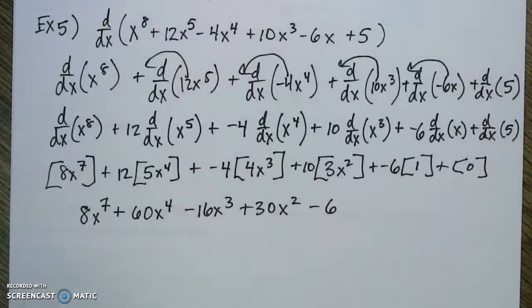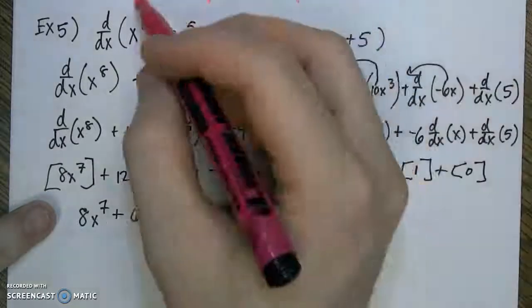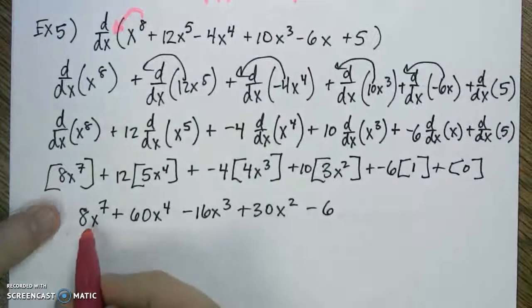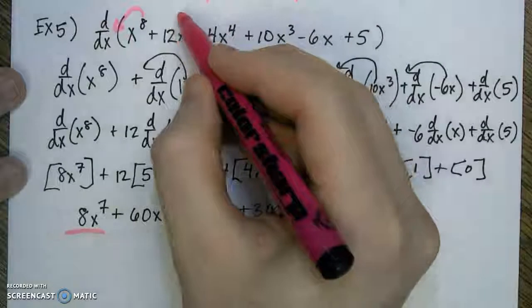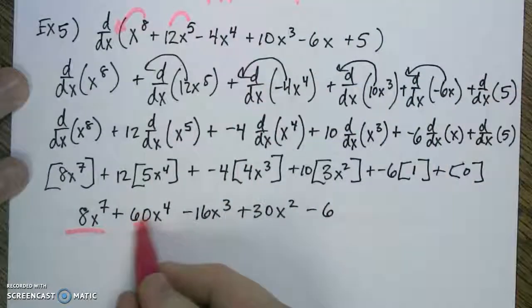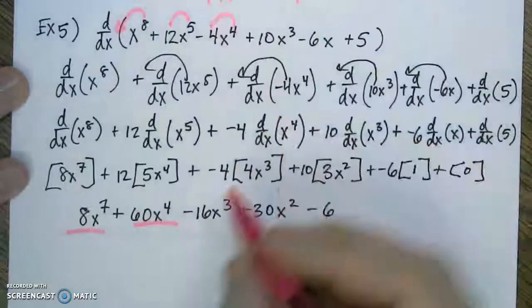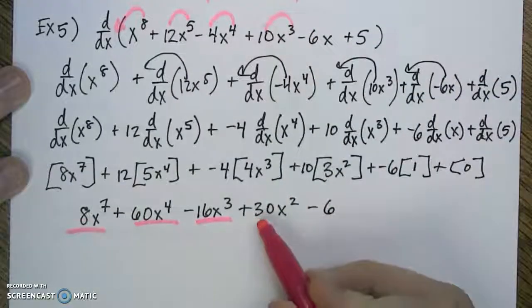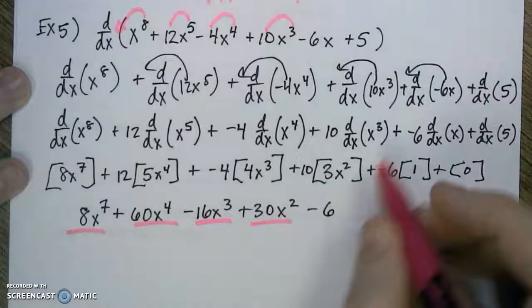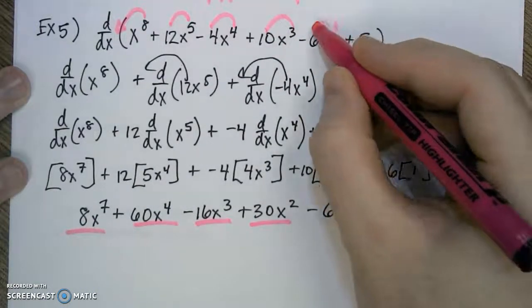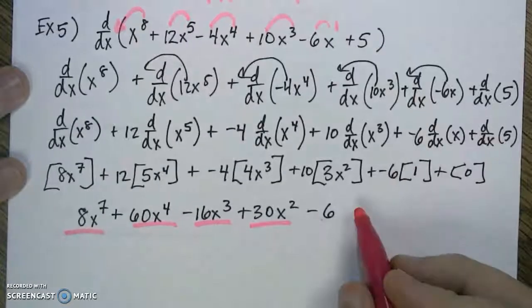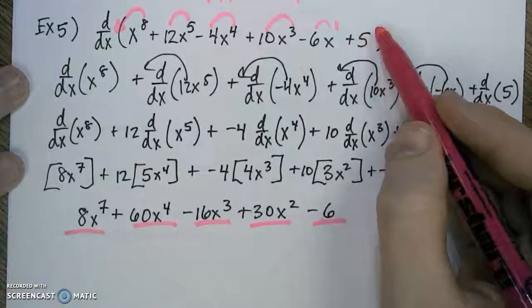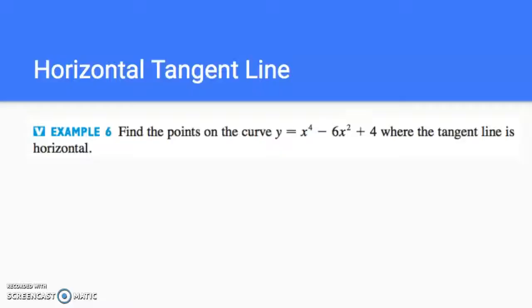The faster way would be just, you don't need to split them or move numbers in front. You can just move 8 in front and take 1 away. So 8x to the 7th. 5 moves in front, you get 60. Take 1 away, you get 4. 4 moves in front, you get 16. Take 1 away, you get 3. 3 moves in front, you get 30. Take 1 away, you get the 2. 1 moves in front, and you get -6. Take 1 away, you get 0, so no x. And then 5 has no x, so it becomes 0.